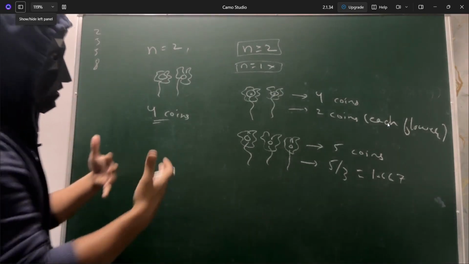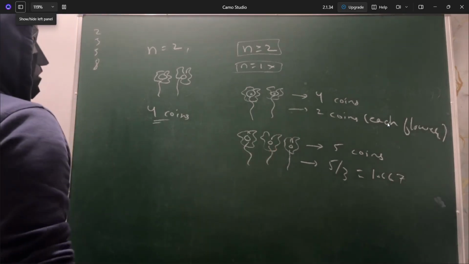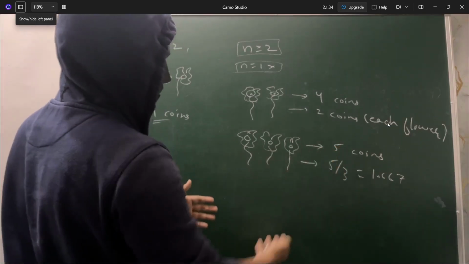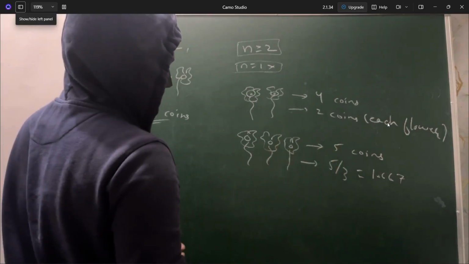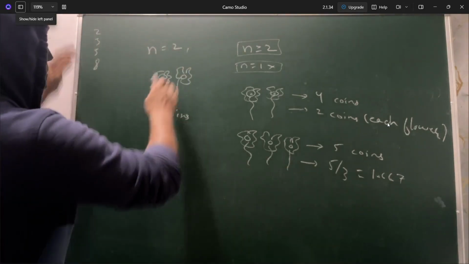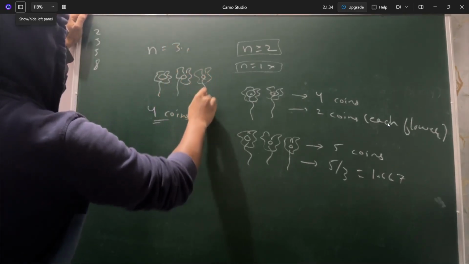But whenever n is greater than or equal to 3, you want to first purchase the set of 3 flowers by giving only 5 coins, in order to minimize our coins. So this is a greedy problem. Let me take one more example wherein n is 3. So you want to purchase 3 flowers.